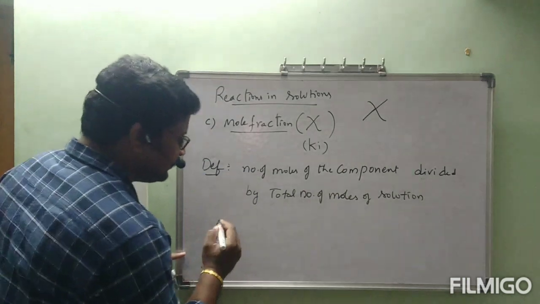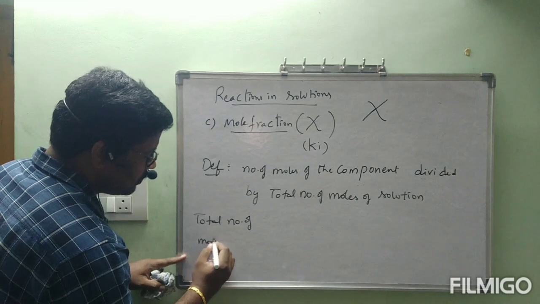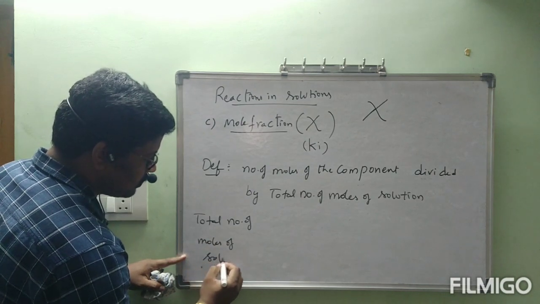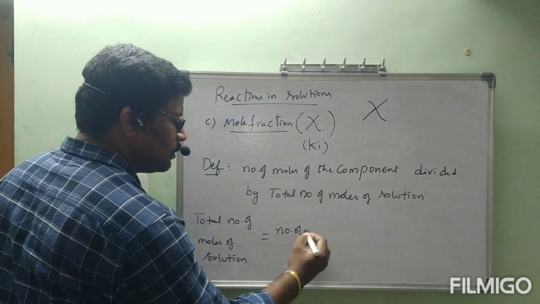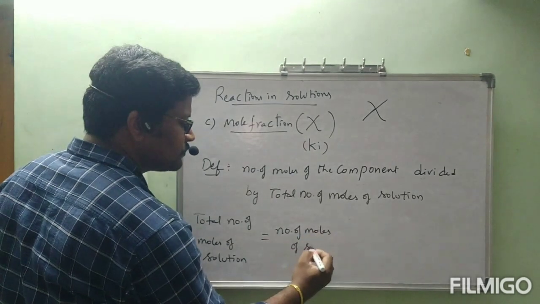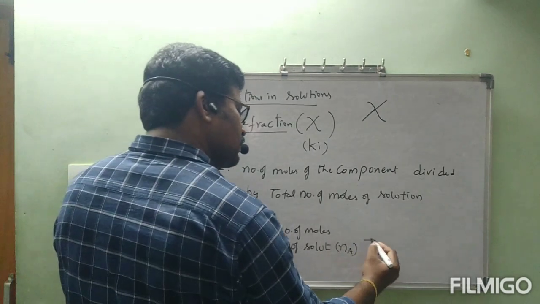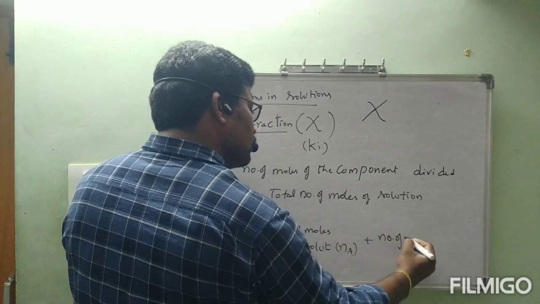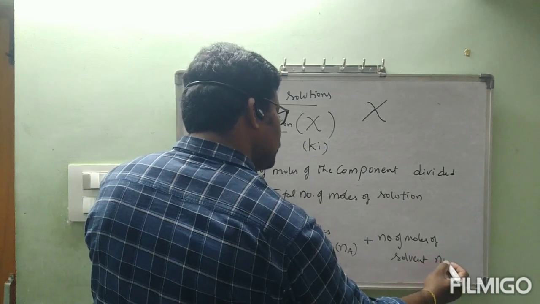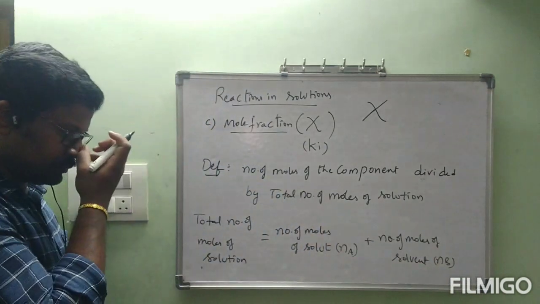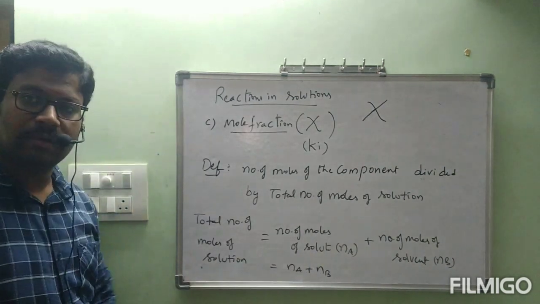I am going to write here: total number of moles of solution is equal to number of moles of solute Na plus number of moles of solvent Nb, which is simply written as Na plus Nb. Okay? Are you clear?